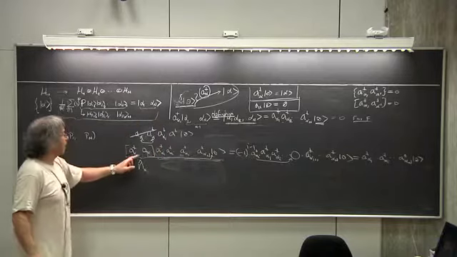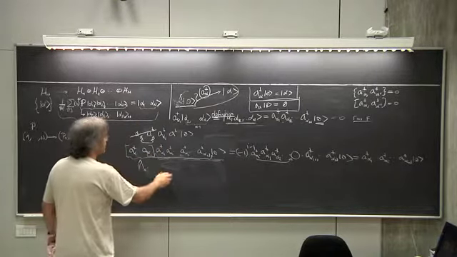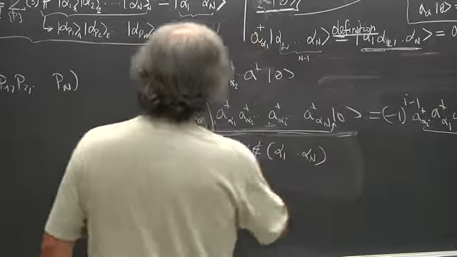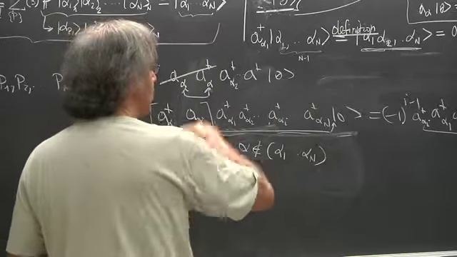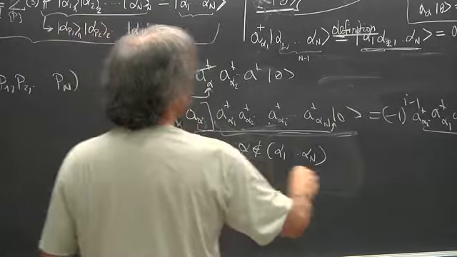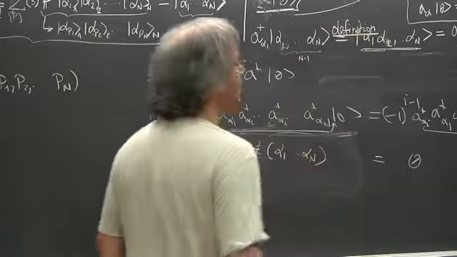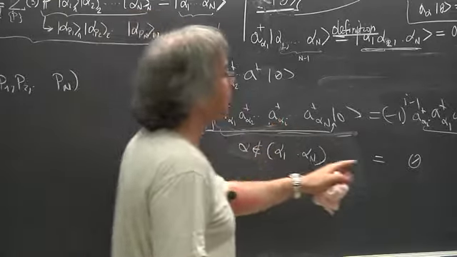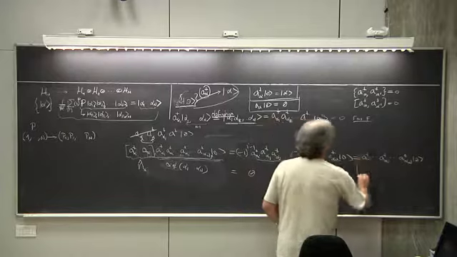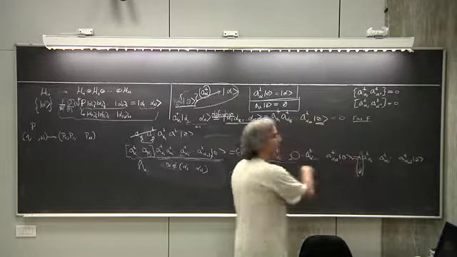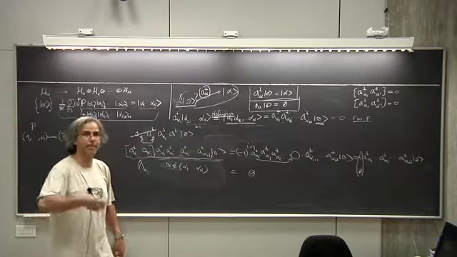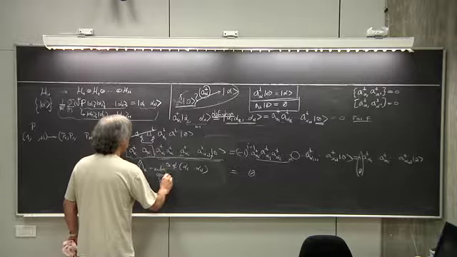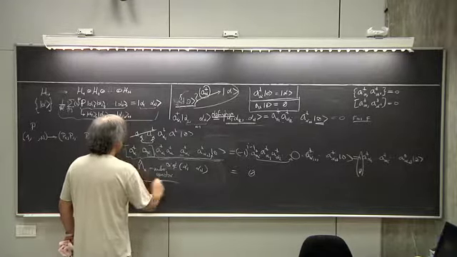So what I was saying is that if alpha is not included in the list alpha 1, alpha n, then when you try to destroy alpha, you get just 0, which means that n alpha, this object, is equal to just 0. Okay? So in some sense, this operator counts. If alpha appears there, you get 1. If alpha does not appear, you get 0. Okay? It's called a number operator.